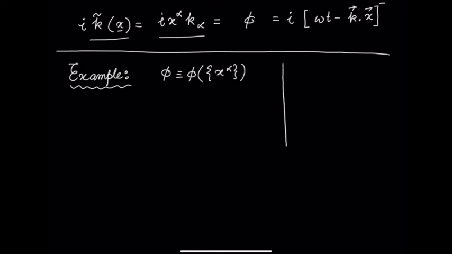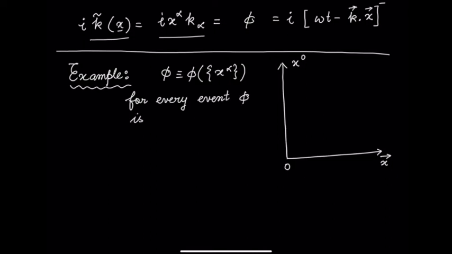Now, which means that if I draw a space-time diagram where my x-axis represents, so this is again a representation, this is not a real diagram, real plot. So this is my space-time diagram. So one point in this diagram is an event. For every event, phi value is different. So for every event, phi is different.